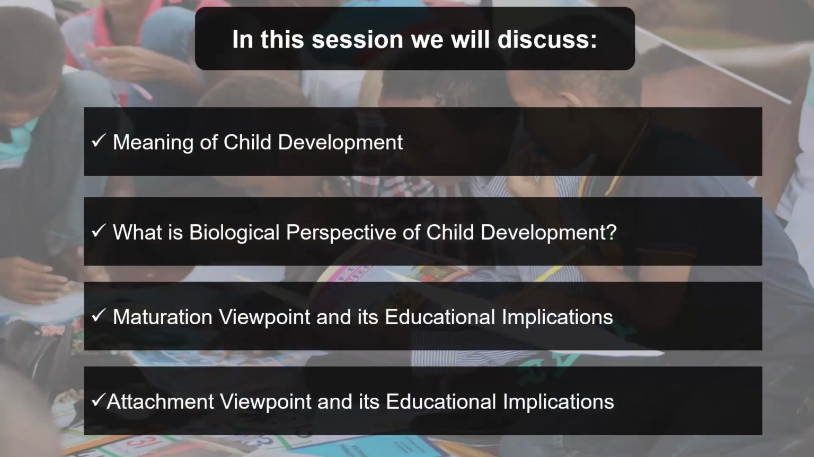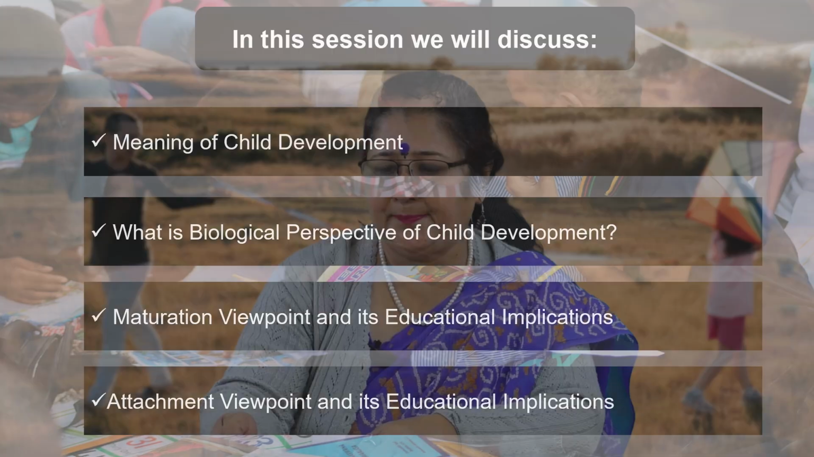So in this session we will discuss first of all the meaning of child development, then what is biological perspective of child development, maturation viewpoint and its educational implications, and then attachment viewpoint and its educational implications. So let us first discuss the meaning of child development, how child development takes place and what are the different domains. Let us find it out.